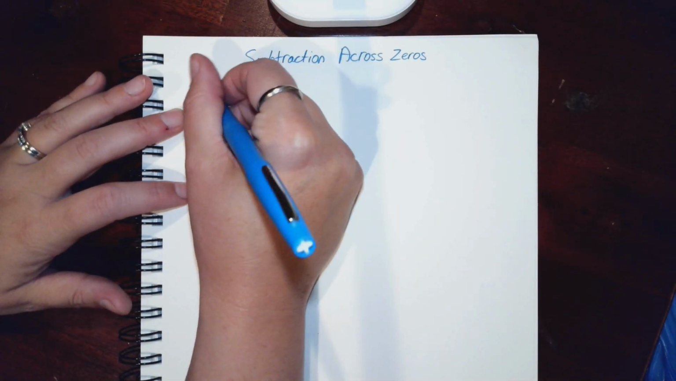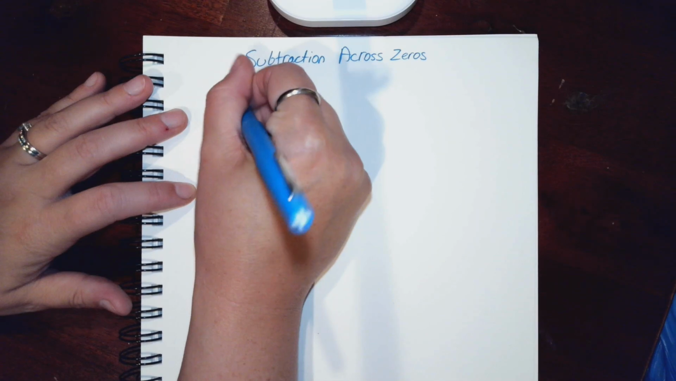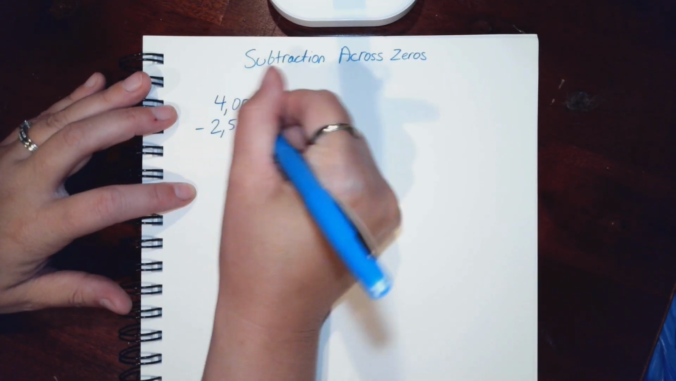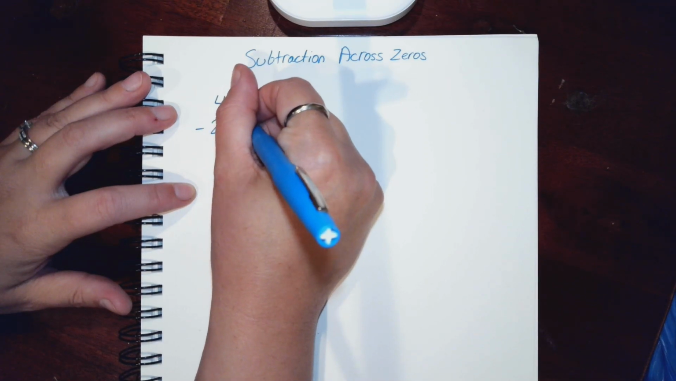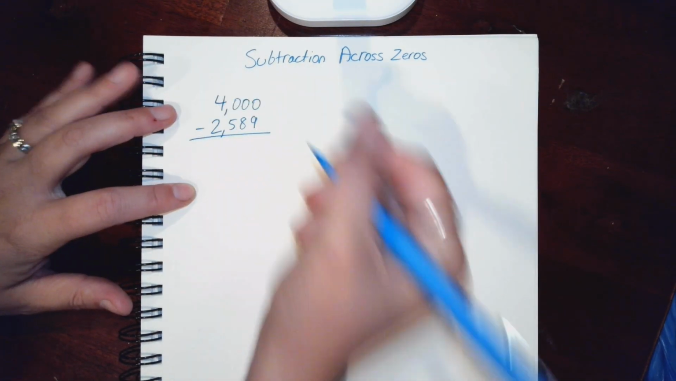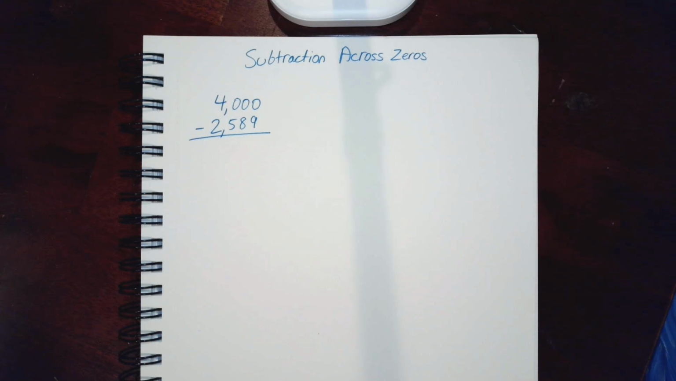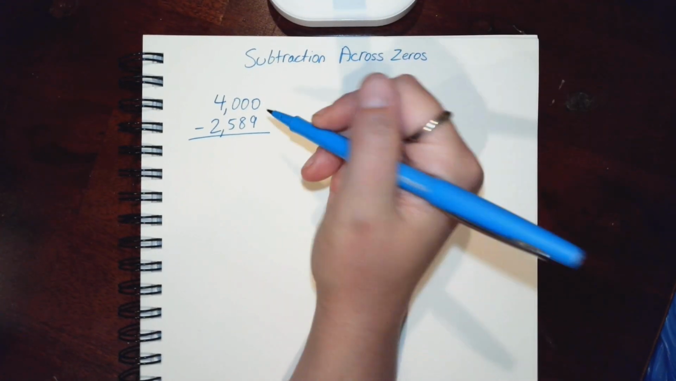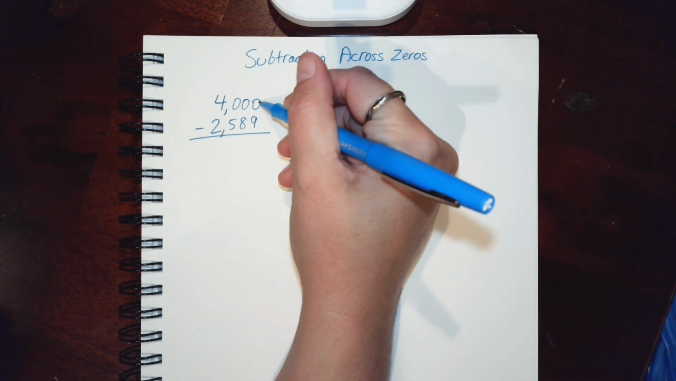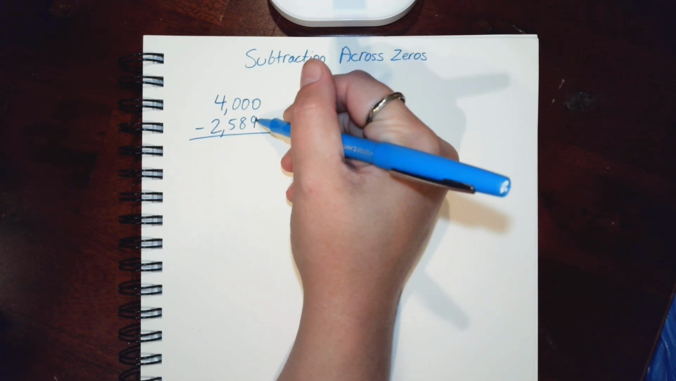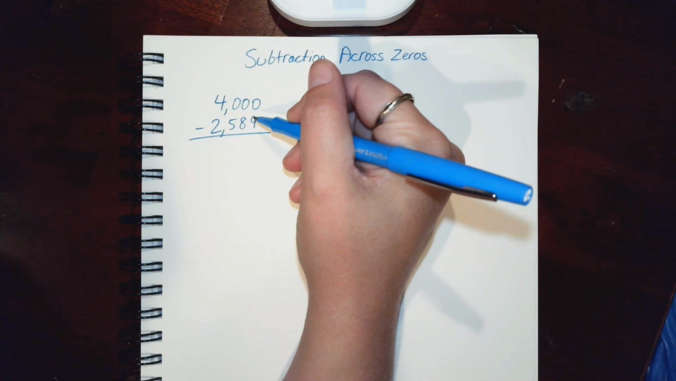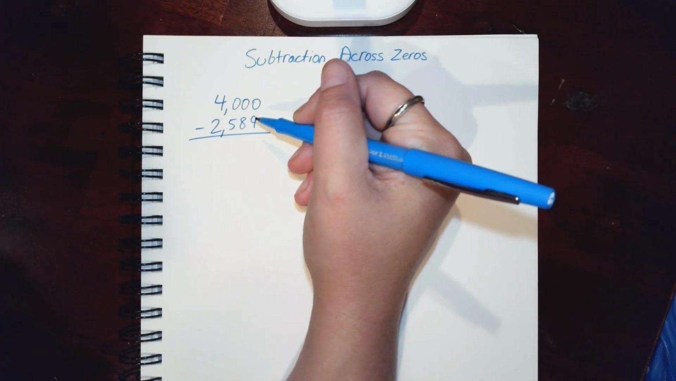So let's do 4,000 minus 2,589. Okay, so when we talked about regrouping before, I always have to start in my ones place. Well, if I look at my ones place, I have 0, but I want to take away 9. Can I do that? No, you can't, because if you don't have anything, you can't take anything away from it.